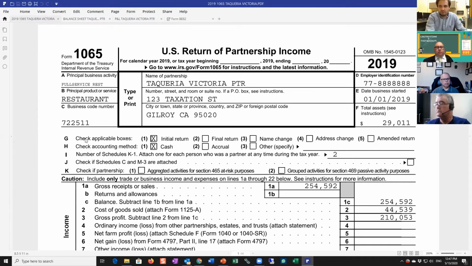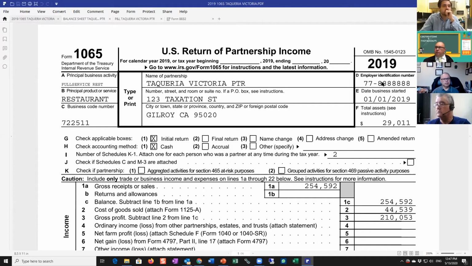The business code for restaurants is this. You usually find that in the instructions for the U.S. Partnership Income 1065, which have a listing of all the different codes. This is equal to your NAICS code. You see that a lot, popping up.